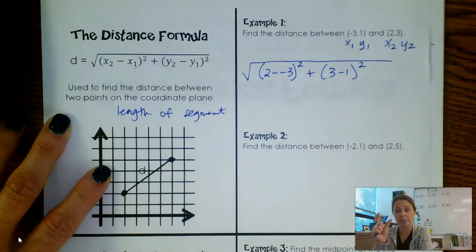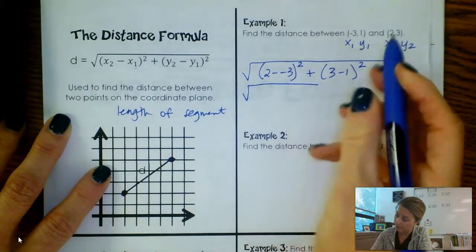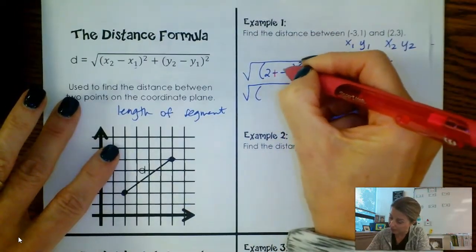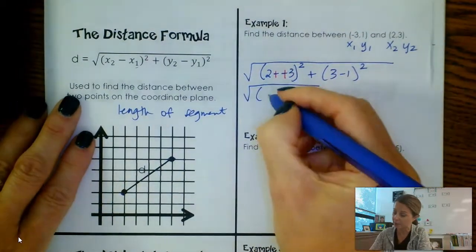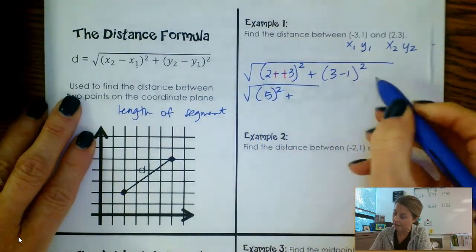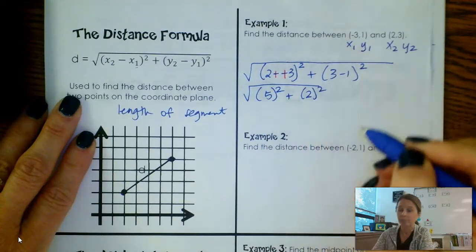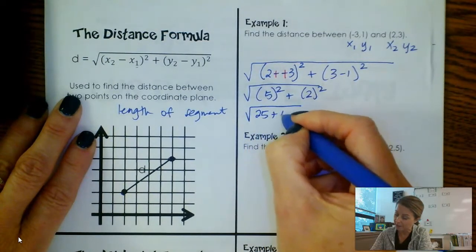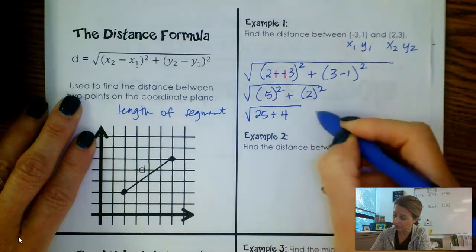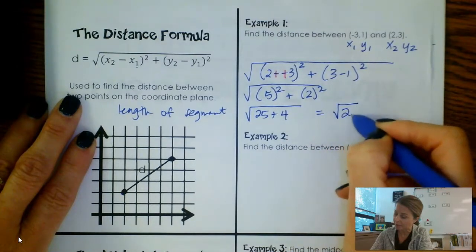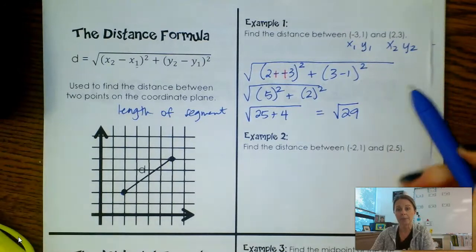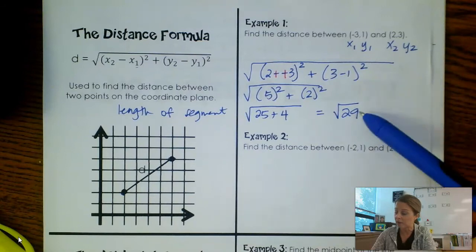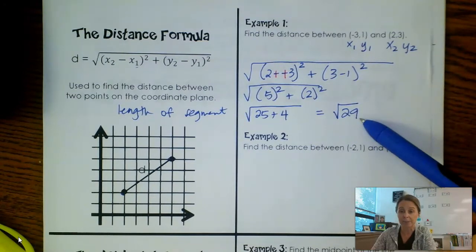I'm going to evaluate the parentheses next. So I've got 2 plus 3. So now I'm going to come through here and go like this, just to re-emphasize that that's really going to be a 5. And then 3 minus 1 is 2. Now I'll square both numbers. So I've got 25 plus 4. I'll work this way. 25 plus 4 is 29. Depending on directions, we could type it into our calculator, round it to the nearest tenth. If I needed to do a simplified radical, I would stop here.